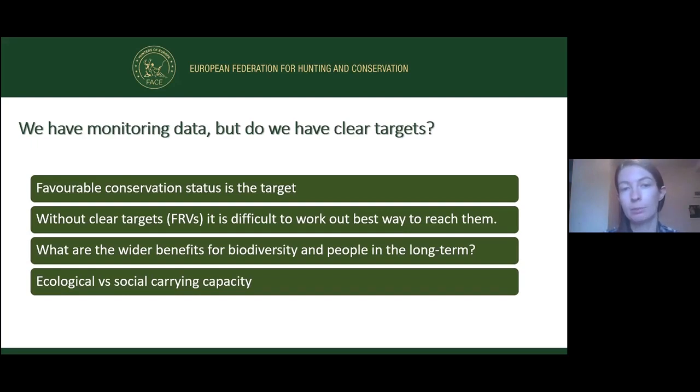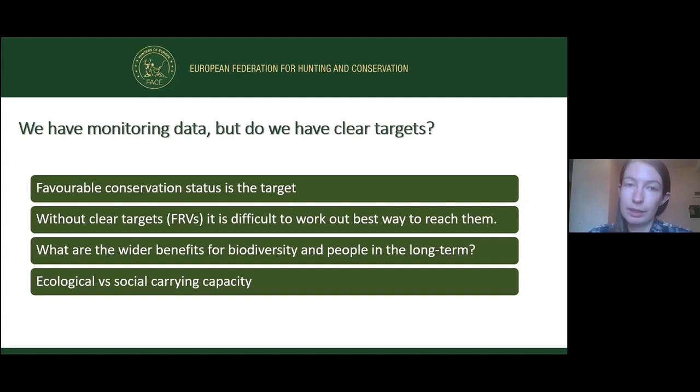But when you look at the last reports, only 9 assessments calculated favorable reference values for population size. So we need to ask ourselves the question of how many individuals should be enough, because that eases a bit the frustration. So stakeholders or people that are influenced know a bit where the target is. Hence, there is a clear conflict between the ecological carrying capacity of habitats and the social carrying capacity, which needs to be taken into account.